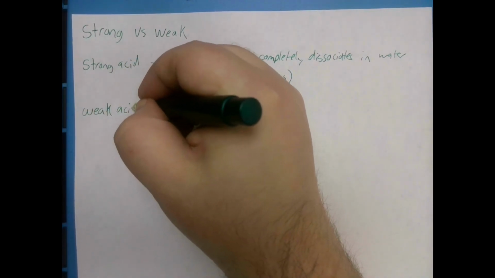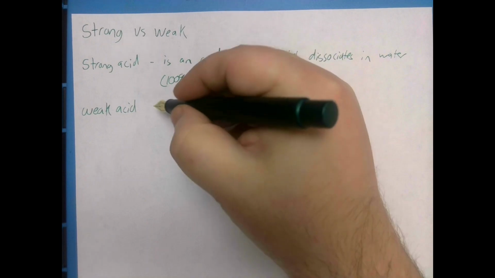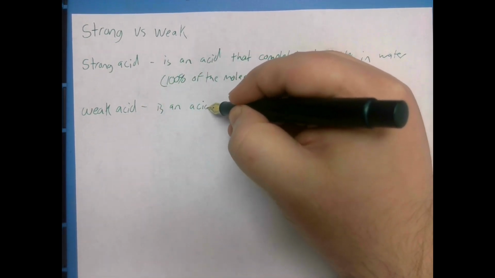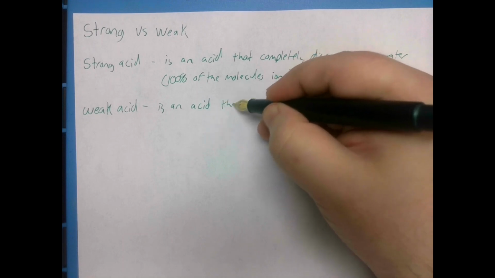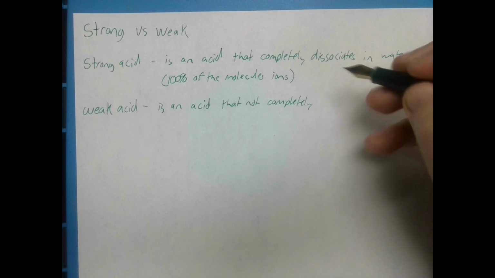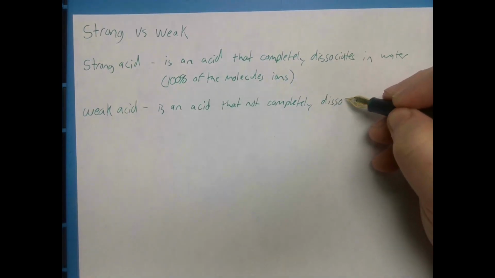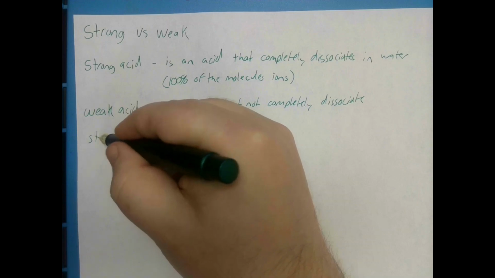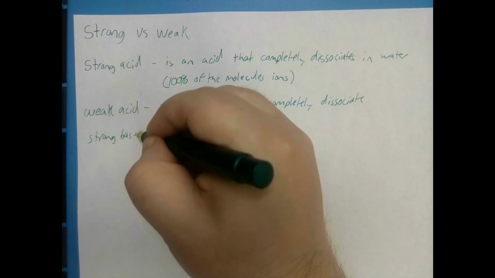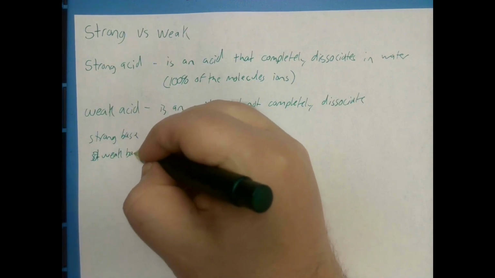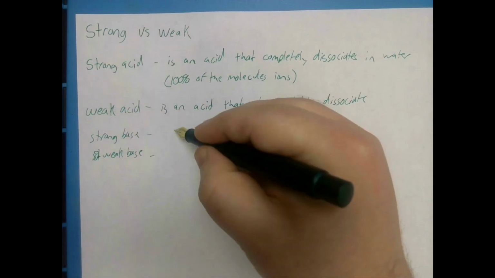A weak acid is an acid that does not completely disassociate. And this is the exact same definition for strong base and weak base. So it's the same thing.